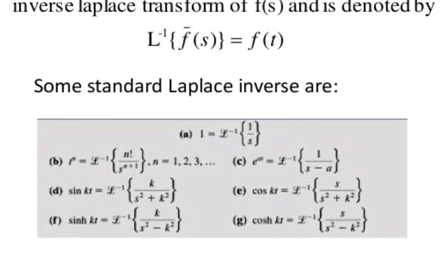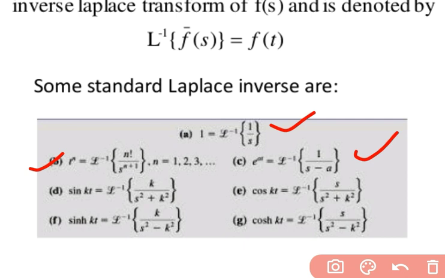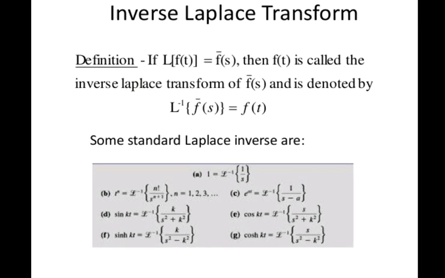So this is: 1 equals L inverse 1 by s; t to the power n equals L inverse n factorial upon s to the power n plus 1, where n equals 1 to 3. e to the power at equals L inverse 1 upon s minus a; sine of kt equals L inverse k upon s square plus k square; cos of kt equals L inverse s upon s square plus k square; sine hyperbolic kt equals L inverse k upon s square minus k square; and similarly cos hyperbolic kt equals L inverse s upon s square minus k square. So remember all the formulas. This is very important.